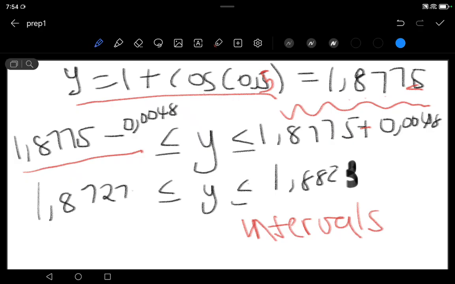Don't forget the mode of calculator. Radian. Let's hope I'm getting the correct things here. Okay. Have you calculated change in y? Change in y. Yeah.